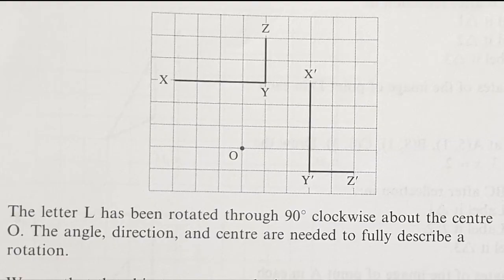The third one, rotation. A rotation transforms a shape to a new position by turning it about a fixed point called the center of rotation. In this figure, the letter L has been rotated through 90 degrees clockwise about the center O. The angle, the direction, and the center are needed to fully describe a rotation.